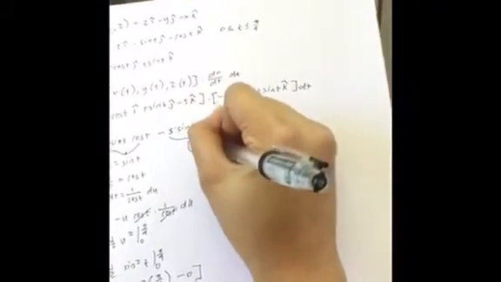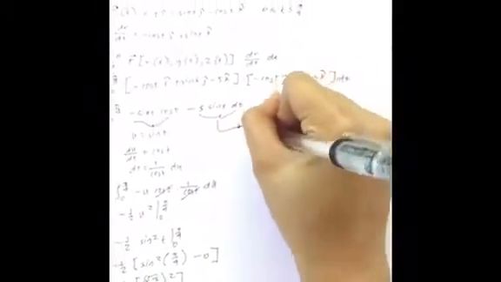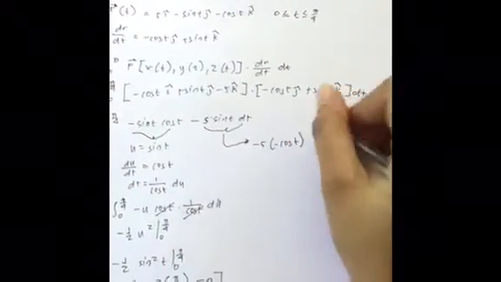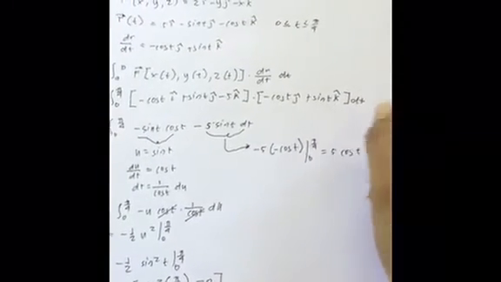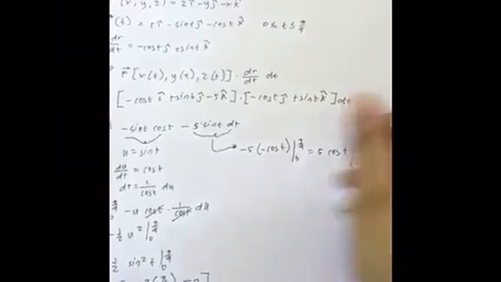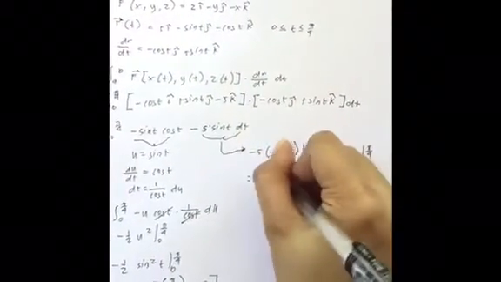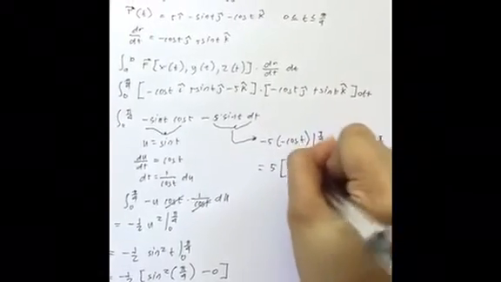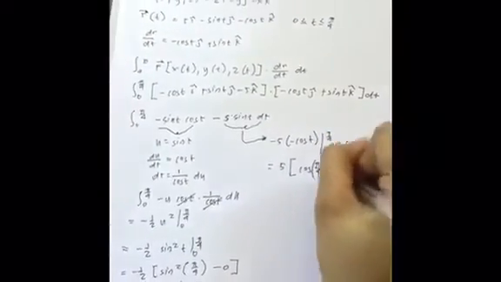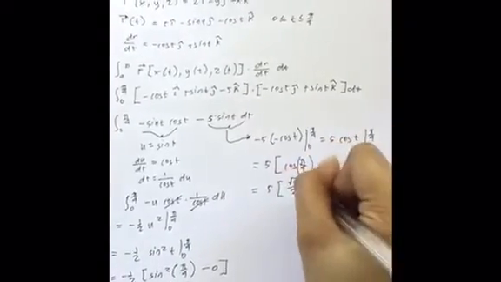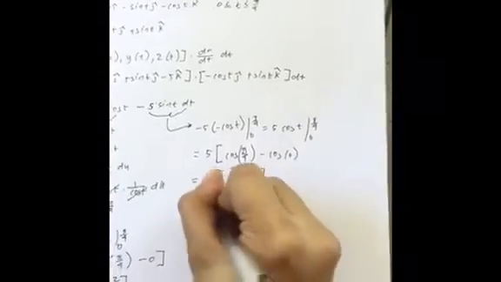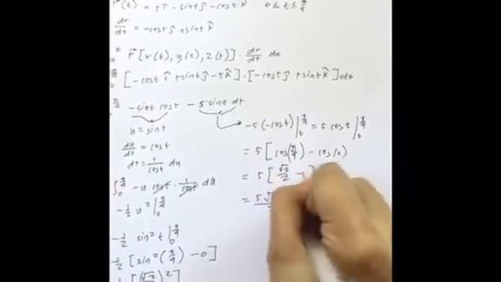So now let's proceed to the right side. We have negative 5 times negative cosine of t from 0 to pi over 4, is equal to 5 cosine of t from 0 to pi over 4. So it is also equal to 5 times cosine of pi over 4 minus cosine of 0. Then 5 times square root of 2 over 2 minus 1. So we have 5 square root of 2 over 2 minus 5.